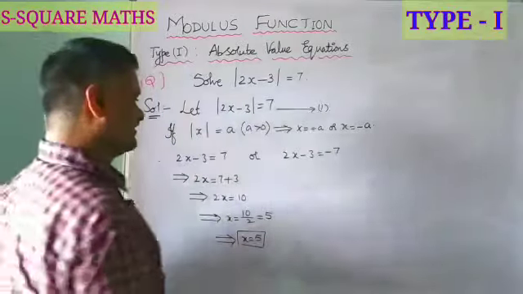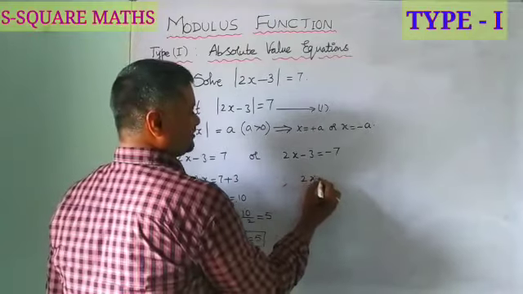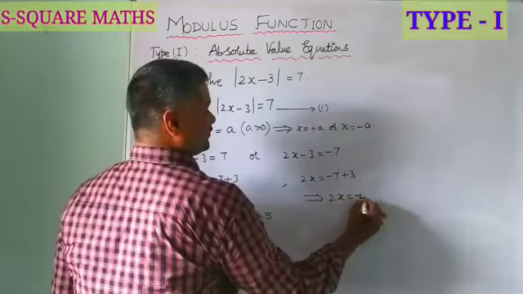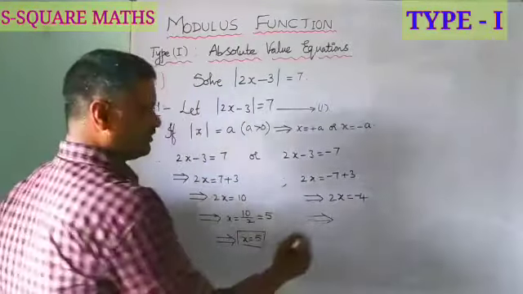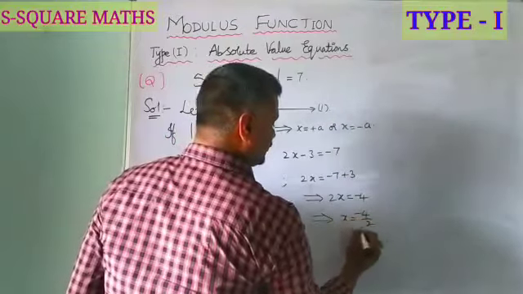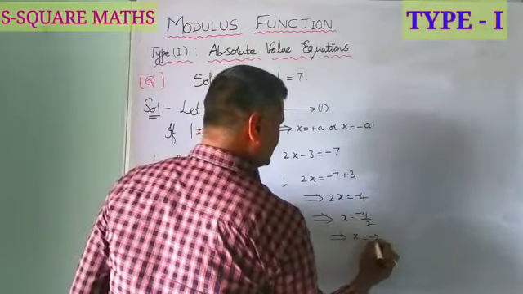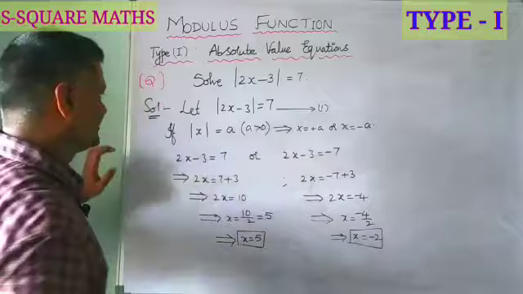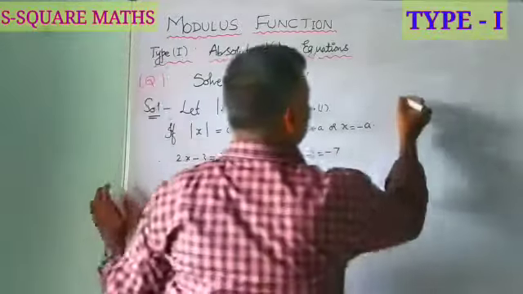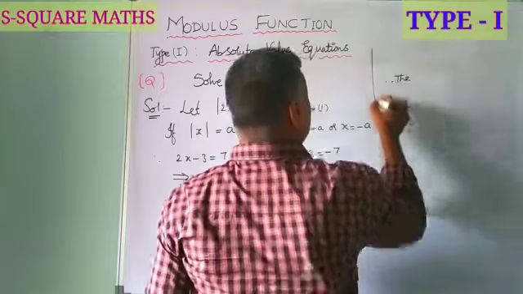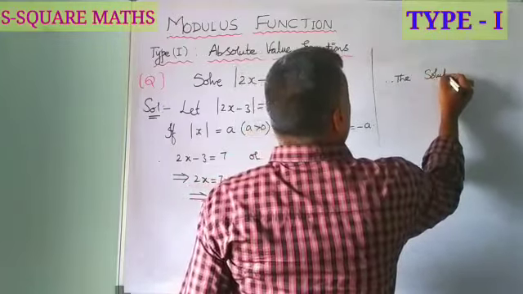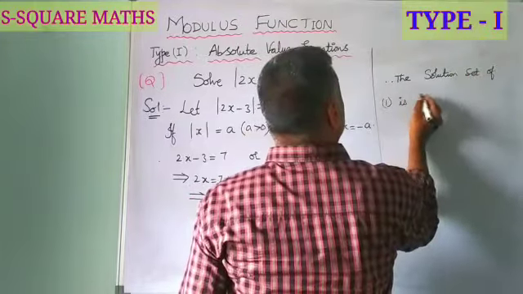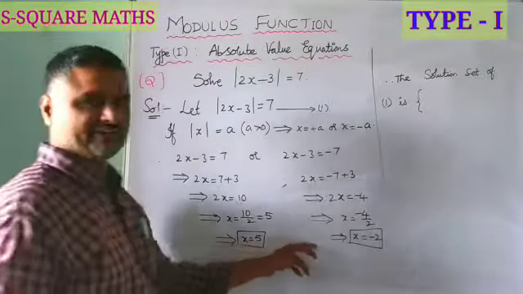In the same way, again solving this equation, 2x is equal to minus 7 plus 3. 2x is equal to minus 4. Implies x is equal to minus 4 by 2, which gives x is equal to minus 2. So therefore the solution set for the given absolute value equation is, what are the possible x values? 5 and minus 2.